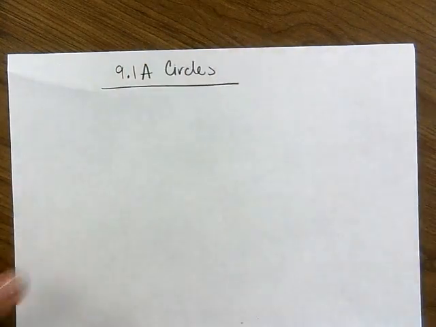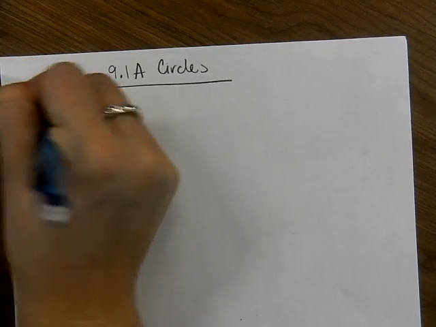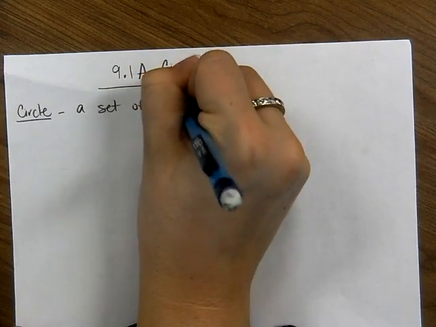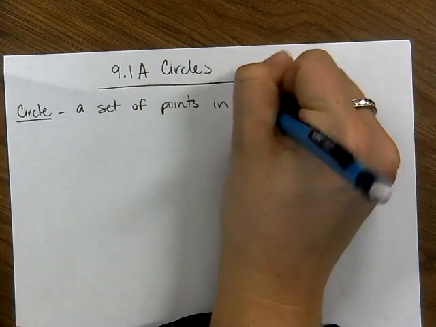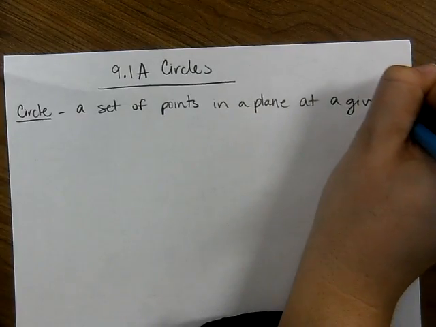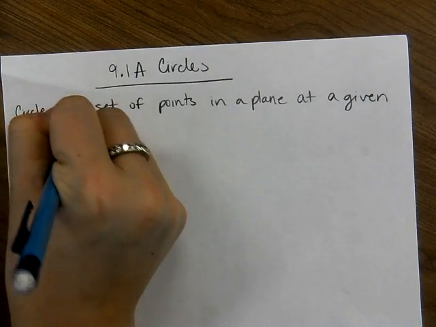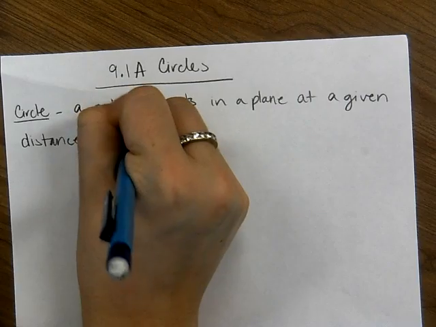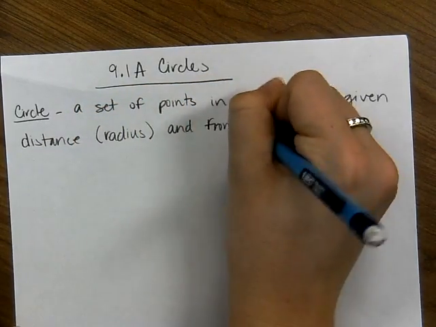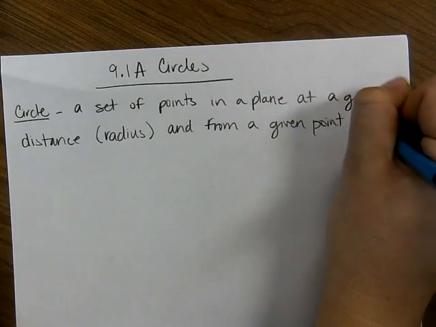All right, so this is circles. Okay, so a circle is a set of points in a plane at a given distance, which is the radius, and from a given point, which is the center.